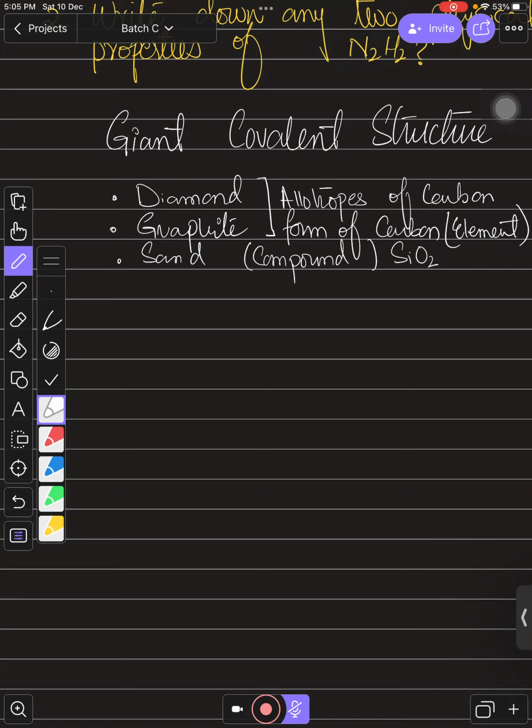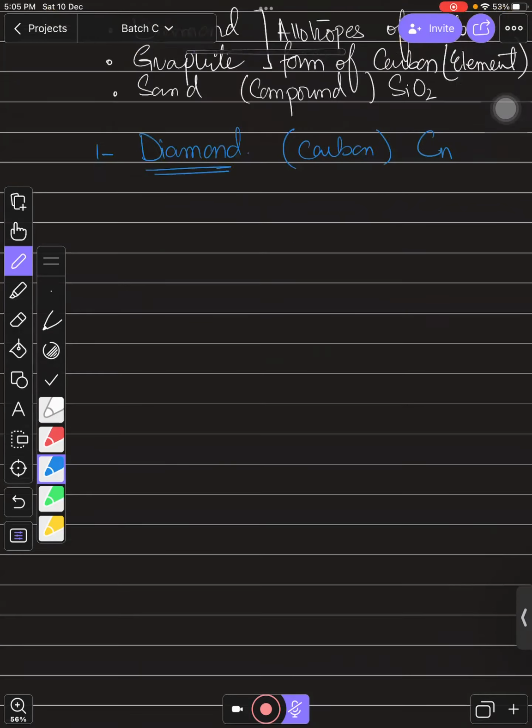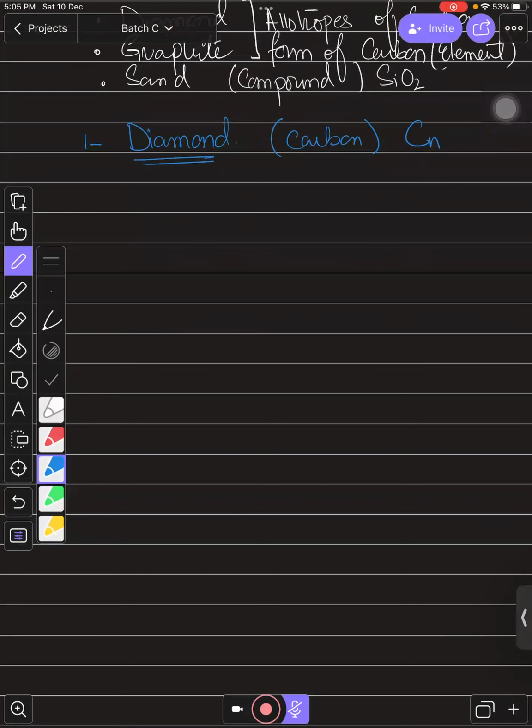So let's start with diamond. The first one is diamond, which we need to discuss. Diamond is actually carbon. It is one type of carbon. Only carbon atoms are there, and we don't know the exact number of carbons, but only carbons are there. So if someone asks you what diamond is, you can say that it is an element. Only carbon is there. Then what is the structure of diamond?